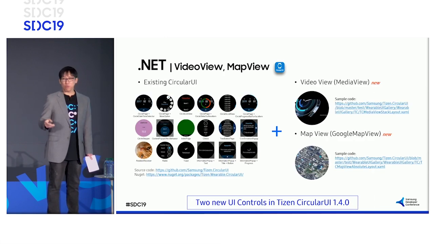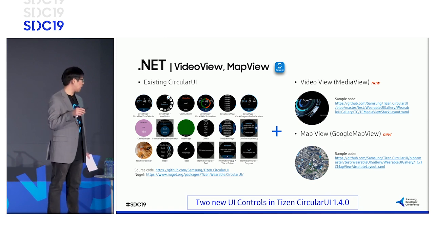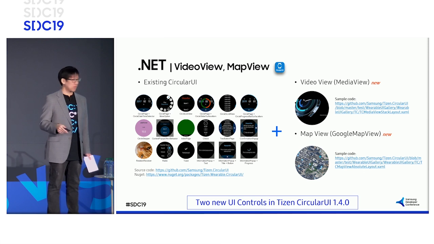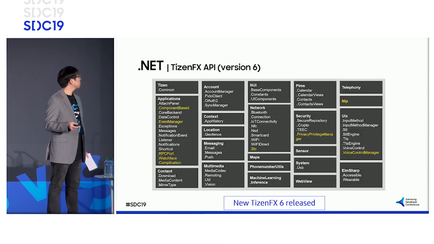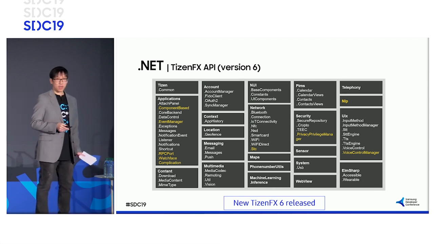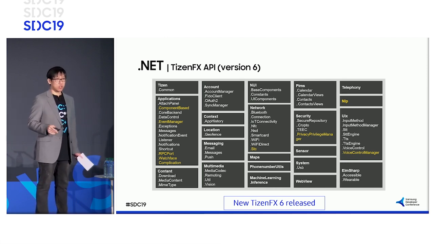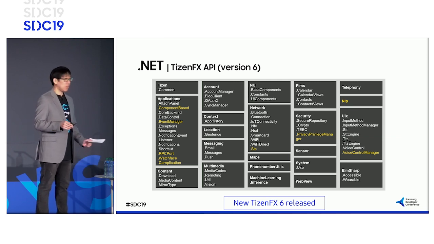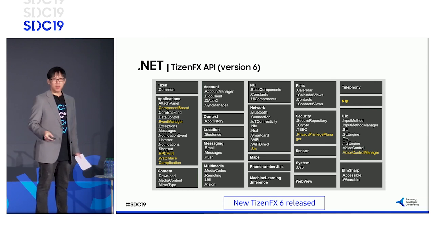And we are adding 2 more widgets, video view and map view, in the Tizen Circular UI controls for Xamarin.Forms applications. And now we are officially releasing Tizen FX version 6, with all the new C# APIs, like the new RPC port, privacy privilege manager, or ML API. They are all in the scope of Tizen FX, so please check the website for new APIs.